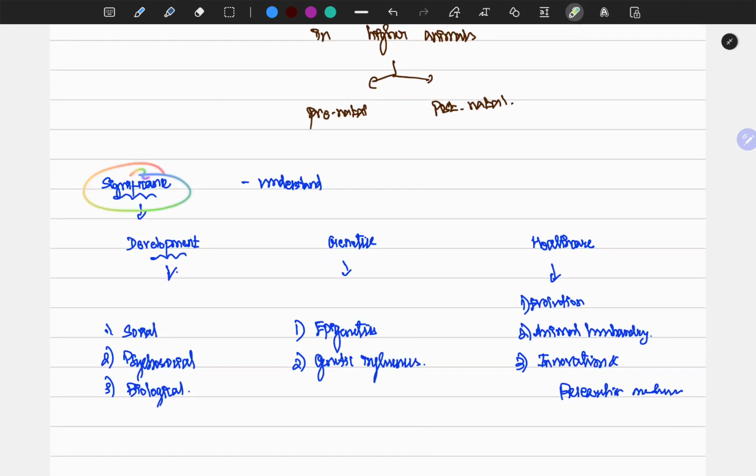So what is the significance of ontogenesis? With this we are able to understand development, genetics, healthcare. In development: social, psychosocial and biological. Genetics: epigenetics and genetic influences. Healthcare, evolution, animal husbandry, innovation, research in medicine.